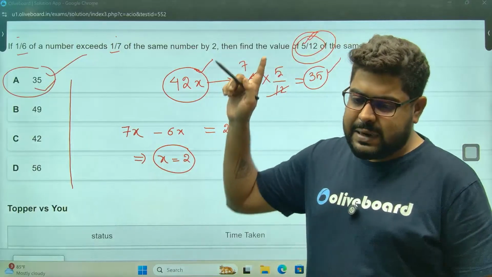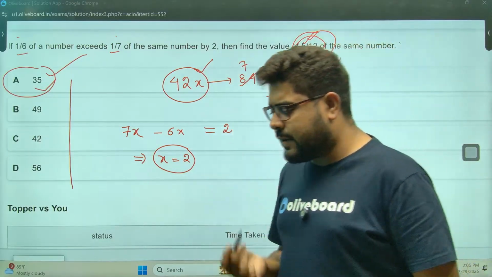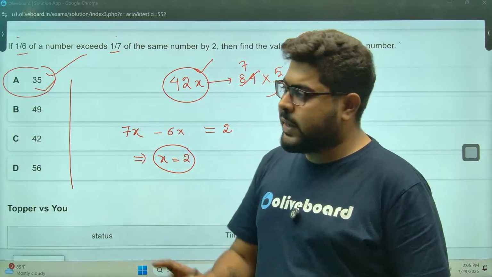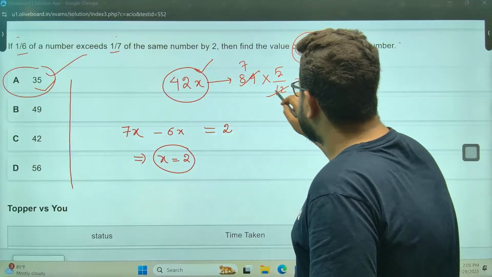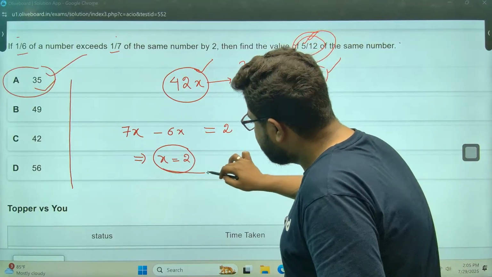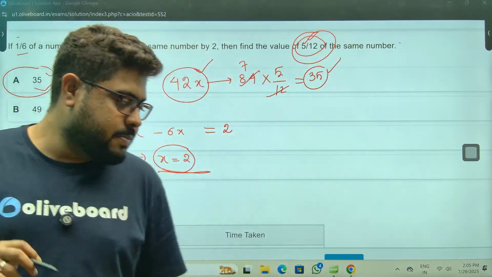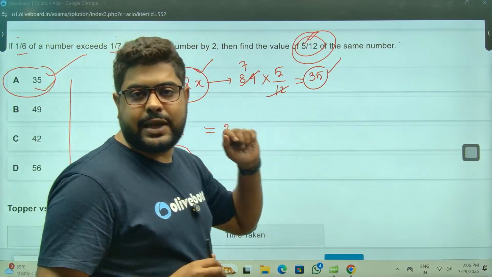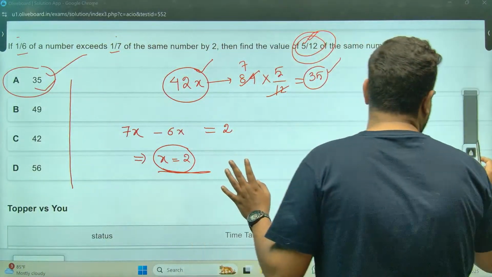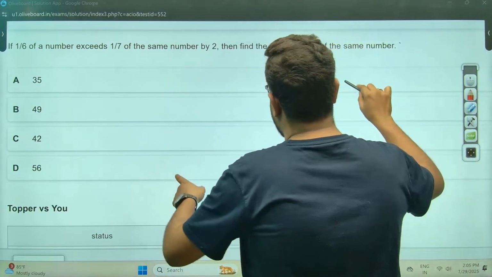But again, this particular technique has some fundamental flaw. We are assuming, sir, that this value will come as an integer. Sometimes it might not be the case. It can happen. Okay? If they really want to get you stuck.